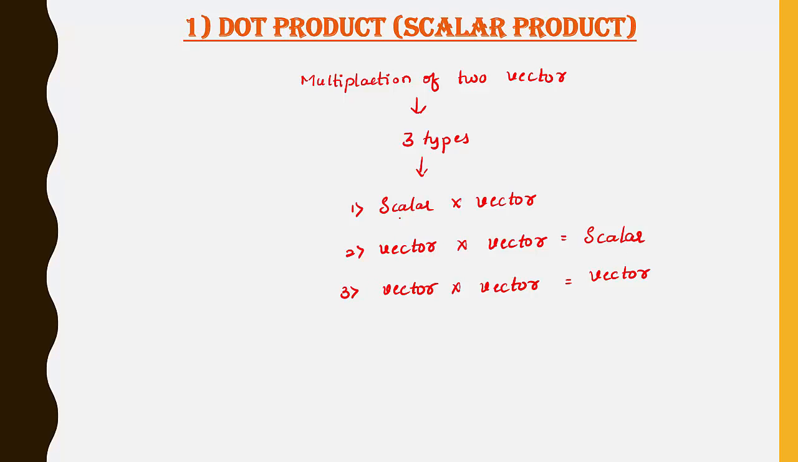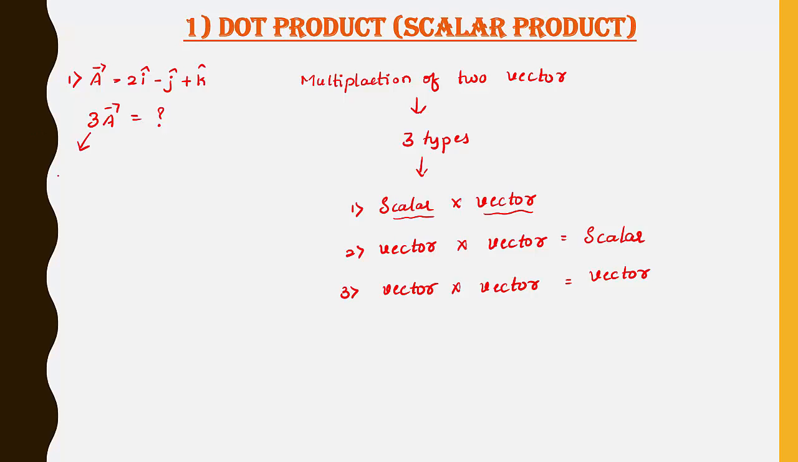Just I will give you an example for scalar multiplied with vector. Observe here, I am going to take one example for the first type. I am going to consider vector A, and its value is given as 2i cap minus j cap plus k cap. Is it clear? This is a vector quantity. I am going to multiply it with a scalar. I want the value of 3 into vector A. What is the value of 3A?